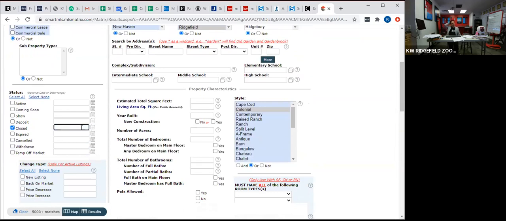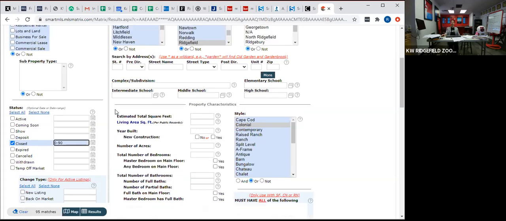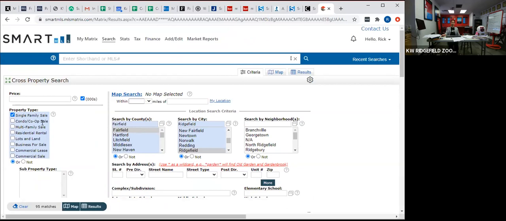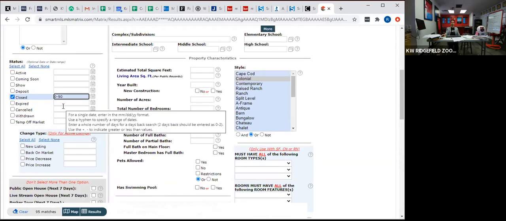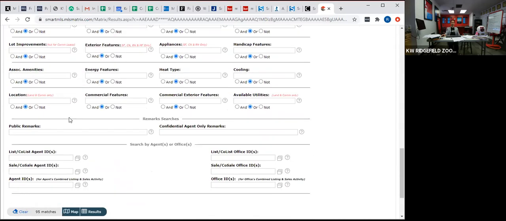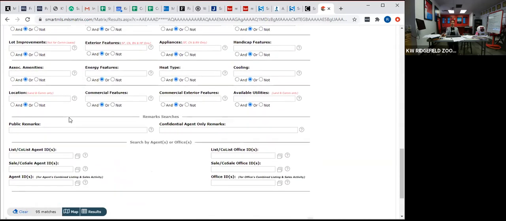Then we're going to click on closed. What you want is closed for the last 3 months, the last 90 days. The way I do that is 0 minus 90. That way I don't have to know what the date actually is. So 0 minus 90 in the MLS will give you the last 90 days. When you put it in the closed column, it'll give you closed in Ridgefield, single family, for the last 90 days. Just make sure I don't have anything else populated down here.